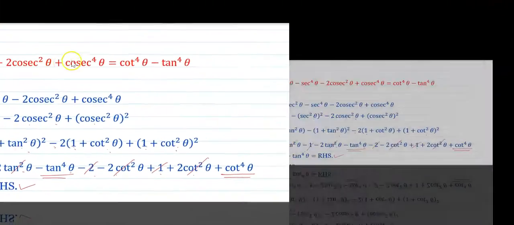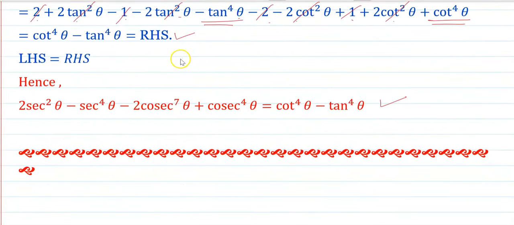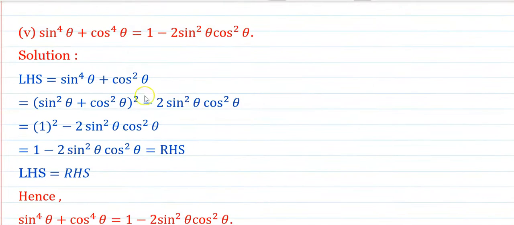Only write the sec square theta in terms of tan square theta, cosec square theta in terms of 1 plus cot square theta, and you will get the result. Now the next problem. Sin theta raised to 4 plus cos theta raised to 4 is equals to 1 minus 2 sin square theta into cos square theta.